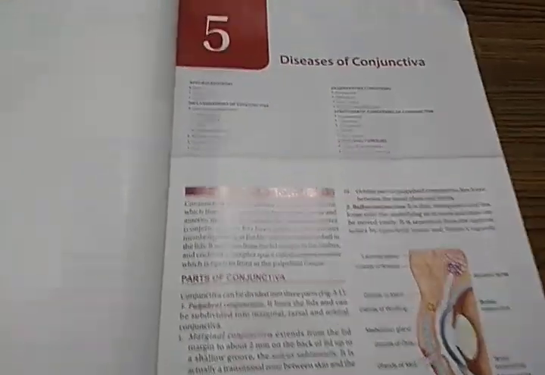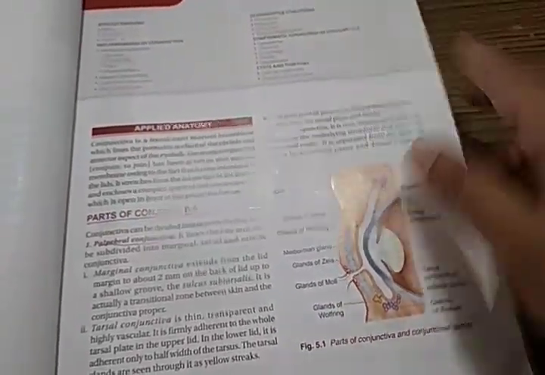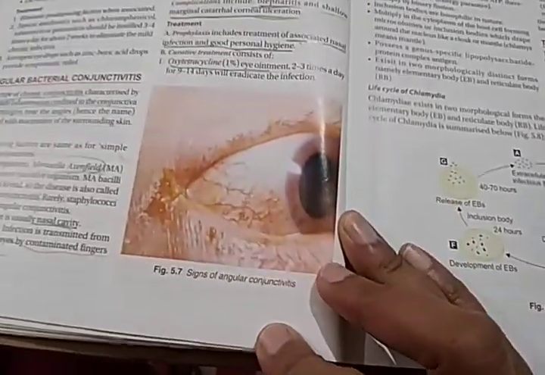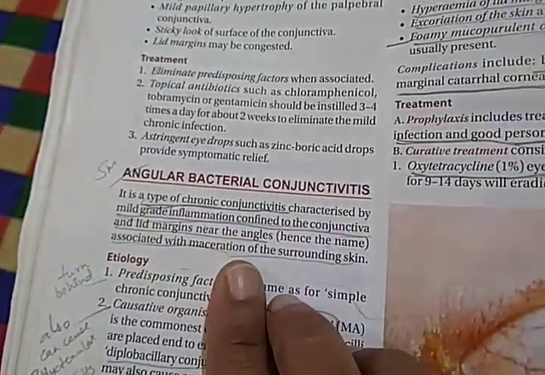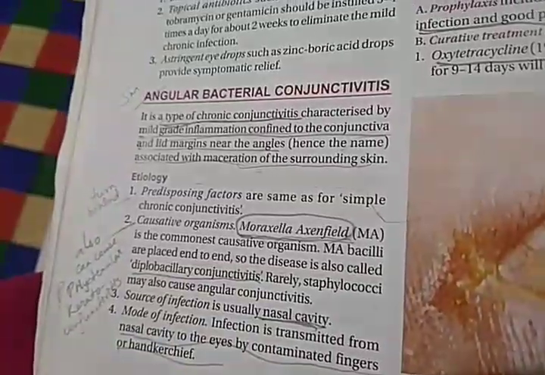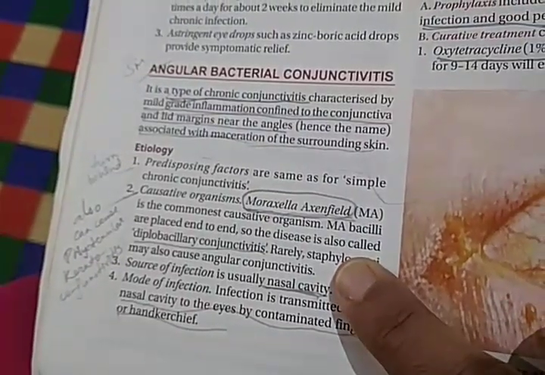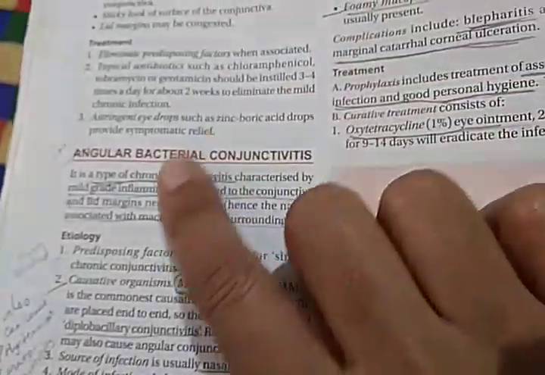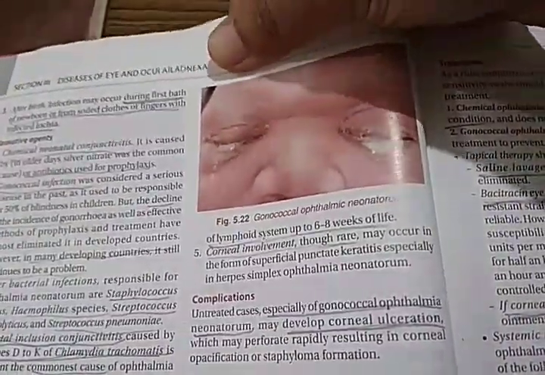Let's look at diseases of conjunctiva. So they have shown you the parts of conjunctiva, the glands of conjunctiva. What is this? This is signs of angular conjunctivitis. This is because of that Moraxella, isn't it? Am I right? Angular is because of what? Yeah, it's written here, Moraxella Axenfeld. That is a bacteria. Yeah, obviously it's written here, bacterial conjunctivitis. What is this? This is gonococcal ophthalmia neonatorum. So this is because of gonococcus, right?